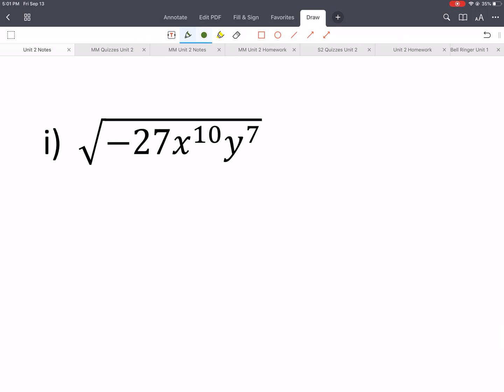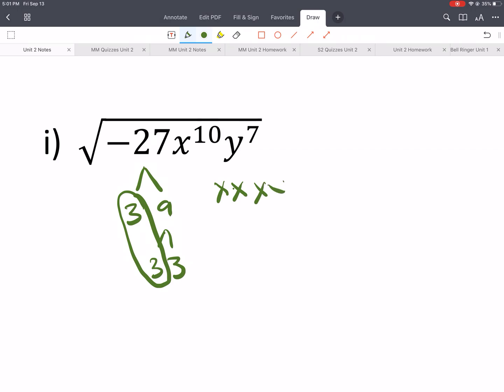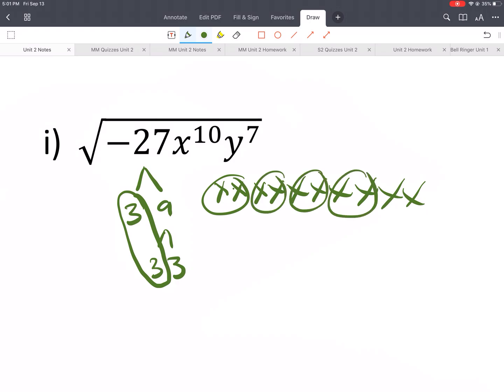Okay, so let's look at this. Factor tree. We could do 3 and 9, 3 and 3. Here would be one group. You could write down 10 x's: 1, 2, 3, 4, 5, 6, 7, 8, 9, 10, groups of 2. But you kind of realize that it would be 5. And how do you know it's 5? Well, since this is a square root, what you really can do is divide it by 2, and that gives you how many x's will come out. So that would be 5 x's coming out.